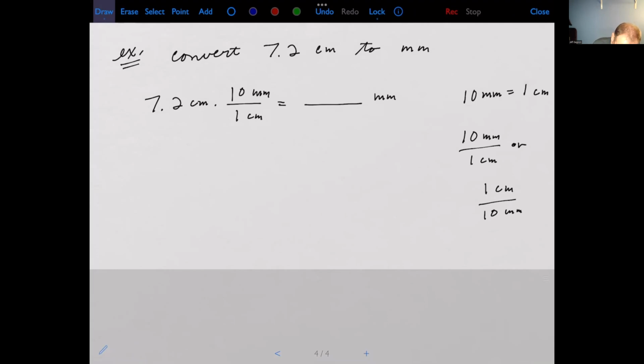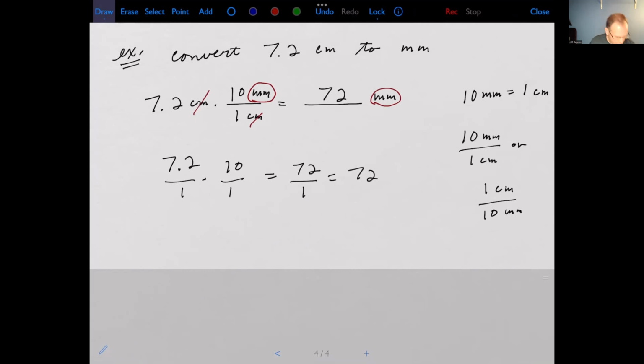So now if I multiply, notice that centimeters cancel. I'm going to end up with millimeters in my answer. If you work this out, this is 7.2 over 1 times 10 over 1. So 7.2 times 10 is 72 over 1, which is just 72. So this is going to be 72 millimeters. And notice here that ultimately all I ended up doing was moving the decimal point one place to the right, because I'm just multiplying by 10.